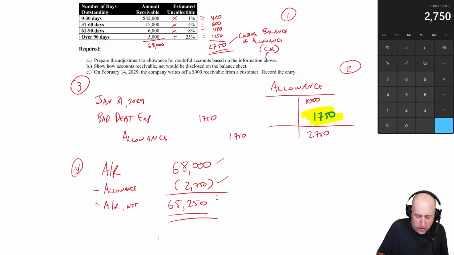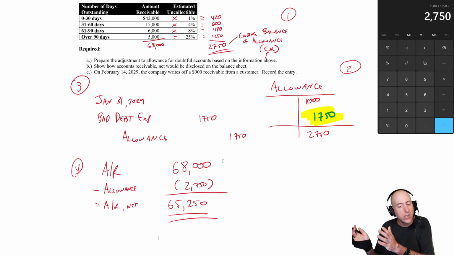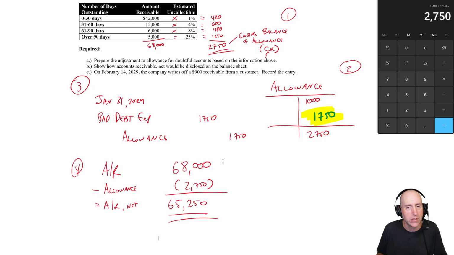So allowance is a contra asset account. It's a negative asset account. It always ends in a credit and it always reduces the value of our accounts receivable.